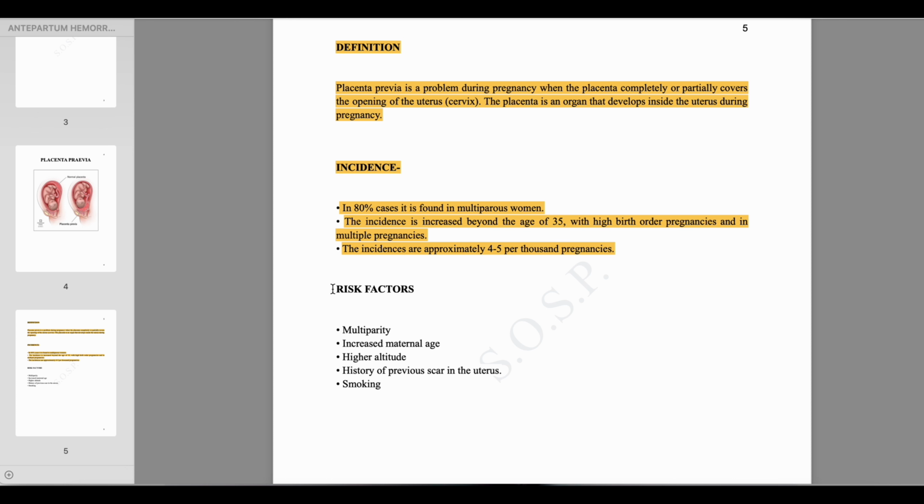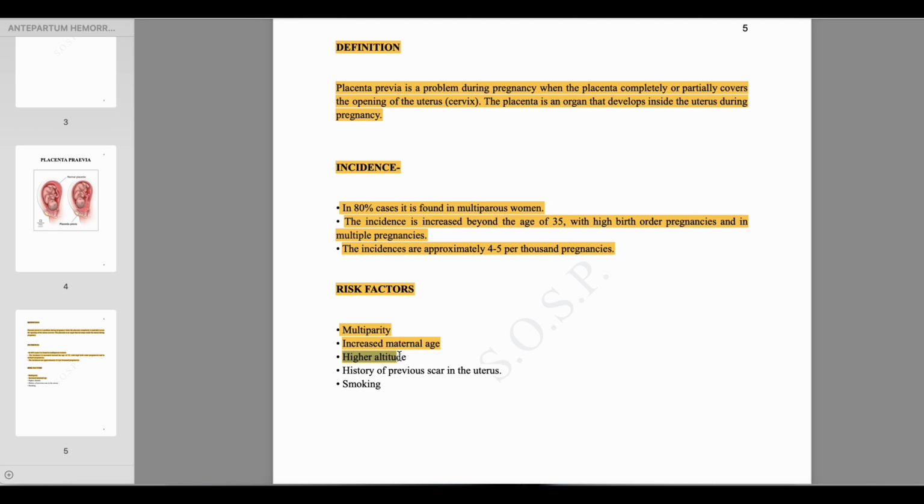Now let's see the risk factors. What are the risk factors which can lead to this condition? Multiparity, of course. If the mother has already given birth, the elasticity of the uterus will be affected, so there may be an abnormality while the placenta implants in the uterus. Next is increased maternal age. If the maternal age is more than 35 years, this condition may also happen.